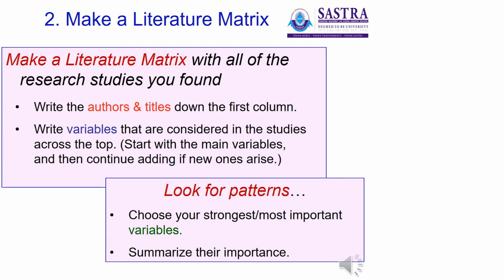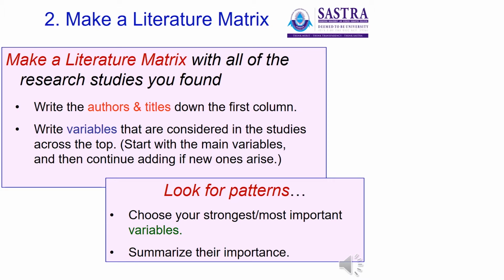Next one, make a literature matrix with all of the research studies you found. So for example, you have 50 research articles, and each article has n number of variables. All these variables have to be put across in the literature matrix.